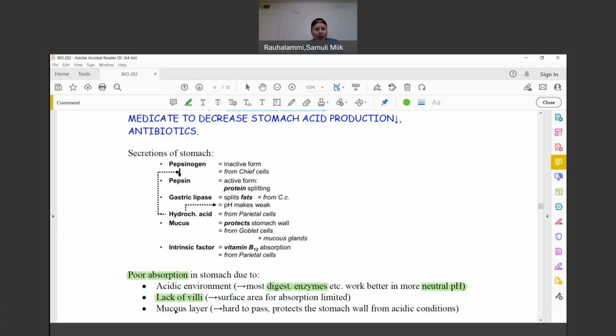The final thing that we notice is that the stomach is lined with a thick mucus layer. This protects the stomach wall from the acidic conditions inside the stomach, so we don't self-digest the stomach. Well, this thick mucus layer would be hard to pass. It protects us from the acids, but it also would be hard to pass for things that we want to absorb. So it forms this protective layer in that sense.